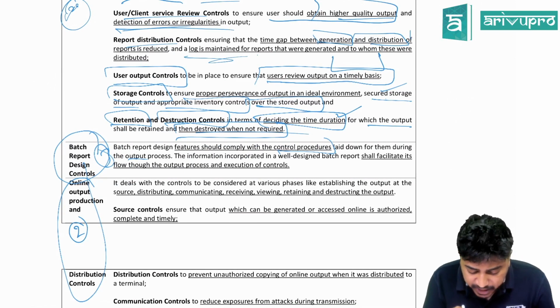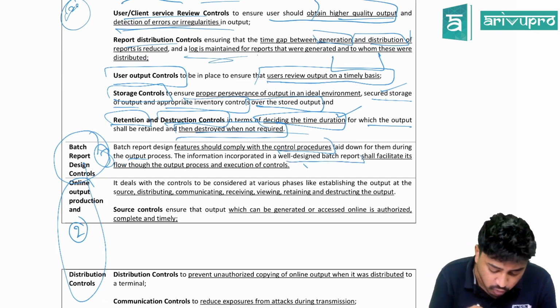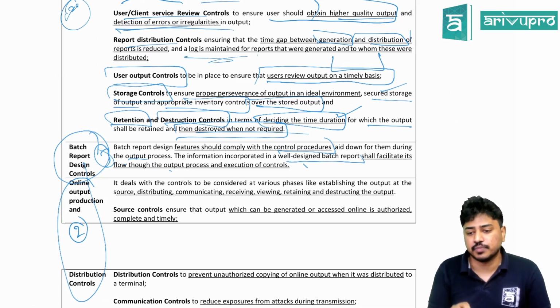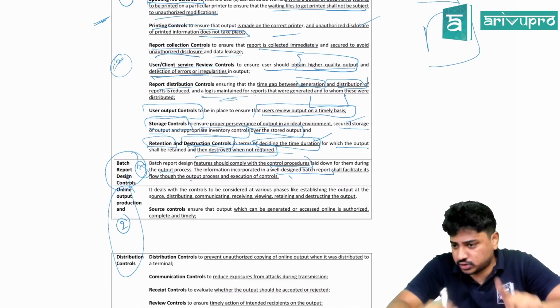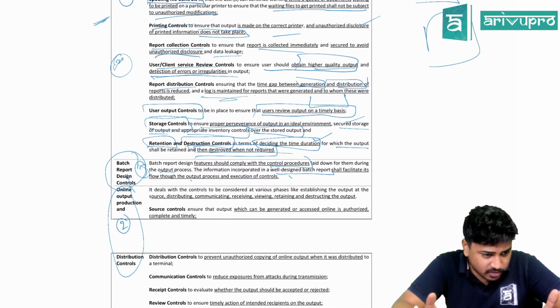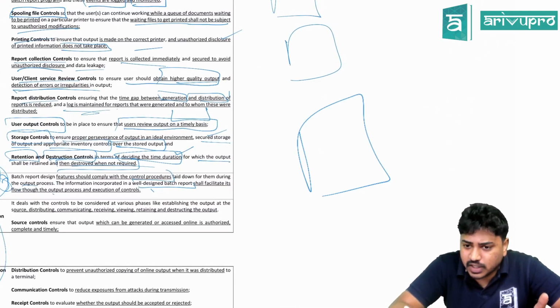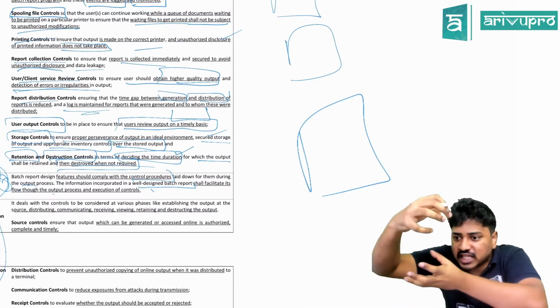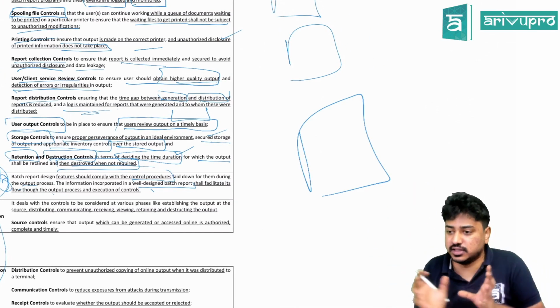The information incorporated in a well designed batch report shall facilitate the flow of output and execution of controls. When you're printing, how do you make a batch? There should be a design for the batch, or how the documents are prepared. There should be a flow. This is how the batch report will come. During that design, make a flawless design.